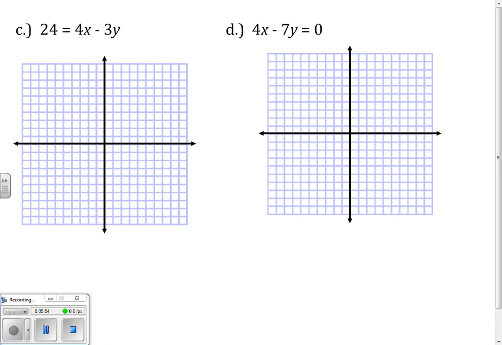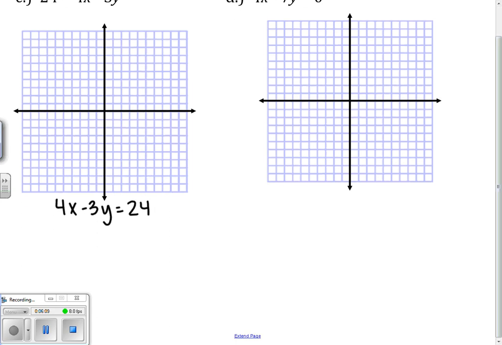Letter C is all sorts of backwards, but before I start doing much of anything else, I'm actually going to flip the sides. I like the y term to be on the left, and remember that equations are symmetrical, which means you can switch the left and right side however you'd like. So I just switched sides of the equation.